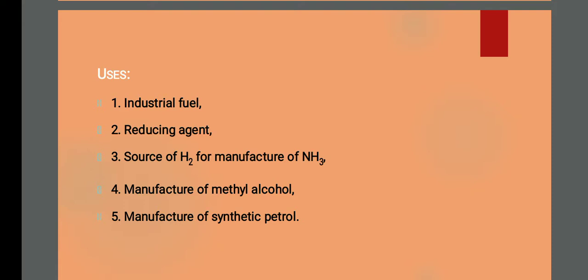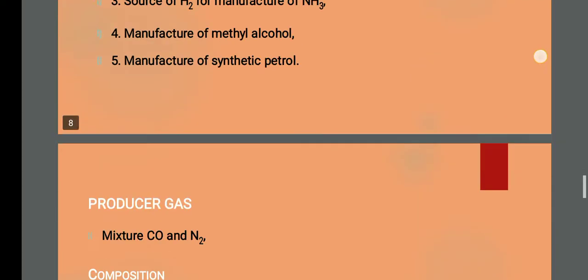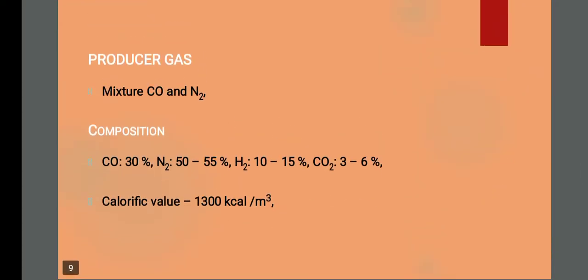Next we can see what is said to be producer gas, its composition, preparation and uses. So next one is nothing but producer gas. I have said water gas is nothing but carbon monoxide and hydrogen. The only difference between water gas and producer gas is there it has hydrogen, here it contains nitrogen. So carbon monoxide plus nitrogen mixture is called producer gas. I'll repeat. A mixture of carbon monoxide and nitrogen is called producer gas.